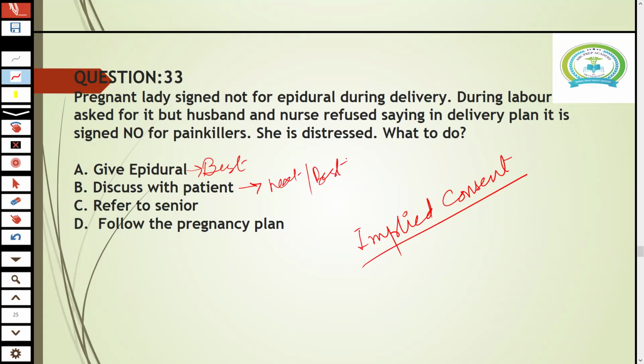If in the scenario there is some clue that someone is forcing the patient, only then can you select discuss with the patient. Otherwise, the best option is to give the epidural, because we have this implied consent. We can apply implied consent in this scenario.